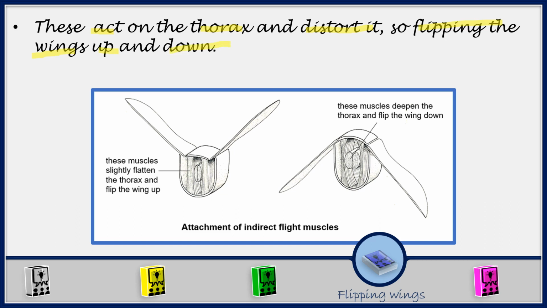Now here we have gone to another set of muscle. These ones we call the indirect flight muscles. These are indirect flight muscles. The other ones we have been talking about, they have been direct flight muscles. Now let us look at these ones. What makes these ones to be called indirect flight muscles?